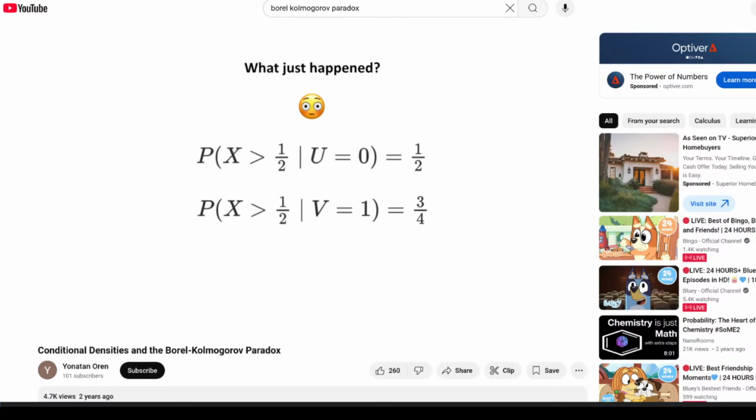In one case, using the fact that the difference between the x and y coordinates is 0, and in the other, using the fact that the ratio of the coordinates is 1. Both the event that u is equal to 0 and the event that v is equal to 1 are equal to the diagonal event, so it really seems like we should get the same answer either way. Could it be that we made a mistake in our calculation somewhere?